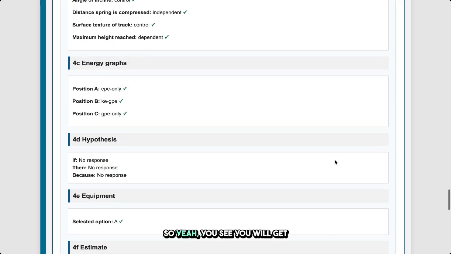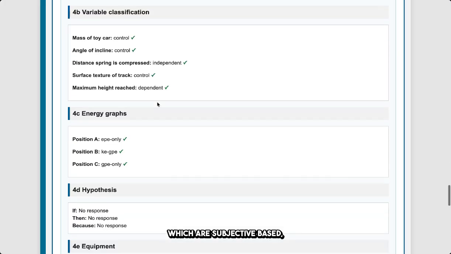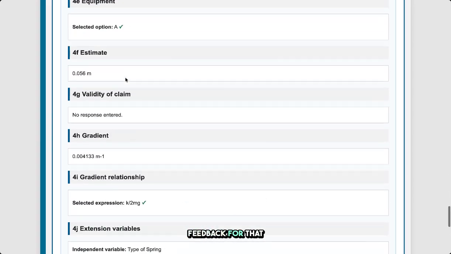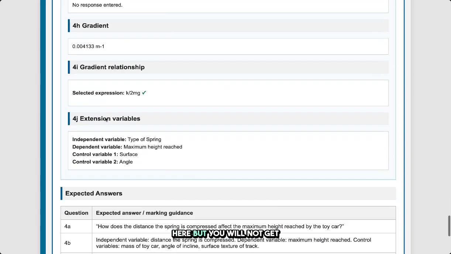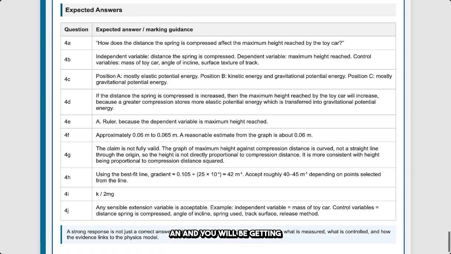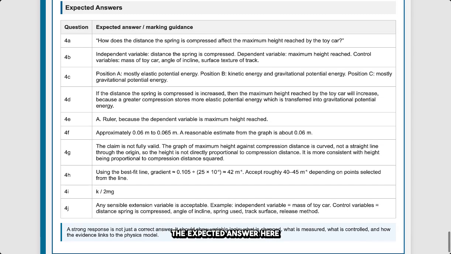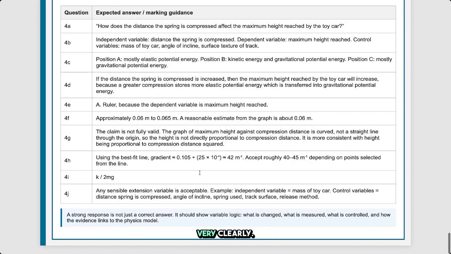You will get the feedback for the questions which are subjective based, not option based like MCQ. You will get instant feedback for that, and for the questions that you are typing, you will see the response here, and you will be getting the expected answer here as your requirement, as you can see very clearly.